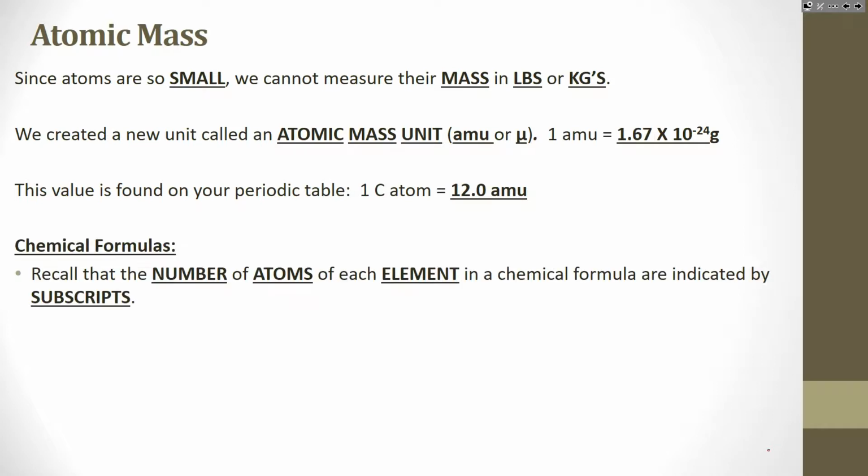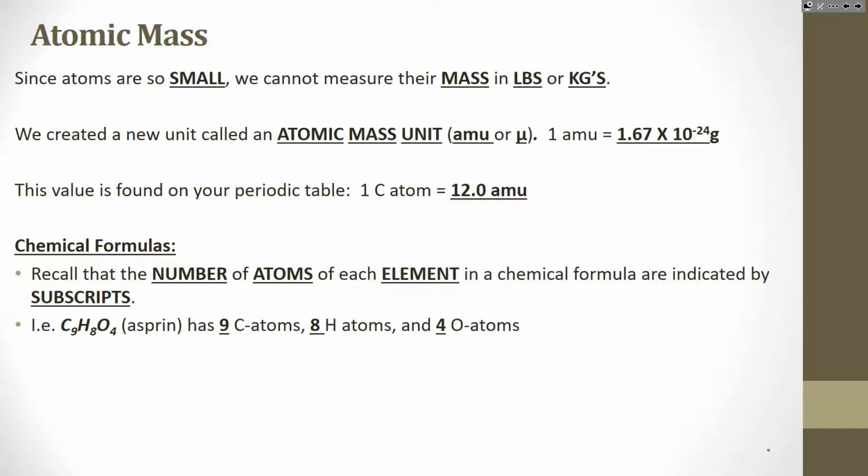Now, remember that we have chemical formulas. We've been dealing with those all along. And a chemical formula just tells us the number of atoms of every element in the compound. So, for example, here is the chemical formula for aspirin, C9H8O4. To have aspirin, you need 9 carbon atoms, 8 hydrogen atoms, and 4 oxygen atoms.